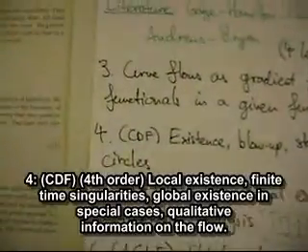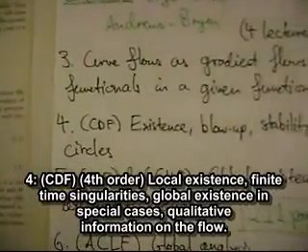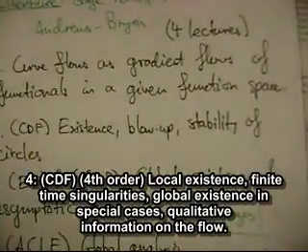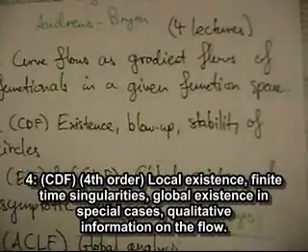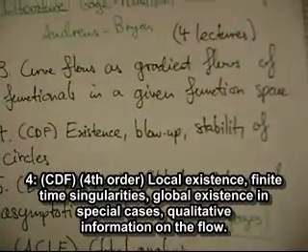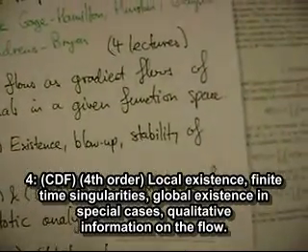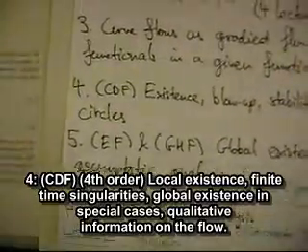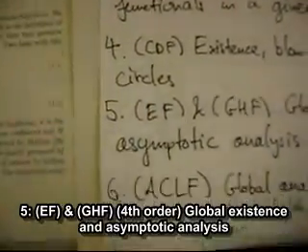Okay, now for curve diffusion flow, we're going to talk about the existence of the flow, local existence, we're going to talk about blow-up. Now this is something new, this is something that we didn't see before, this is where we don't have global existence. And then we're going to talk about when we do have global existence, we're going to talk about stability of circles.